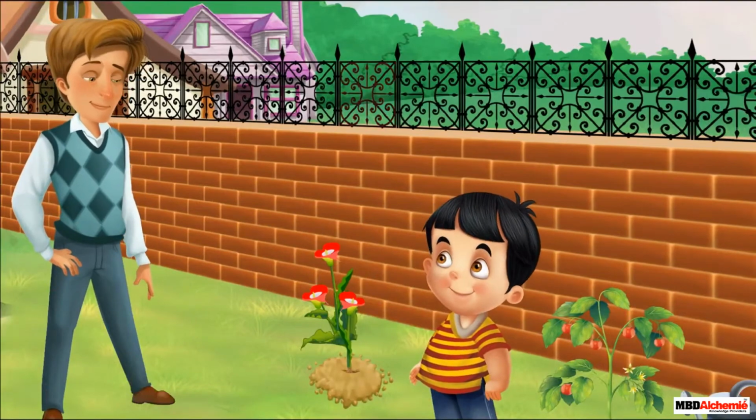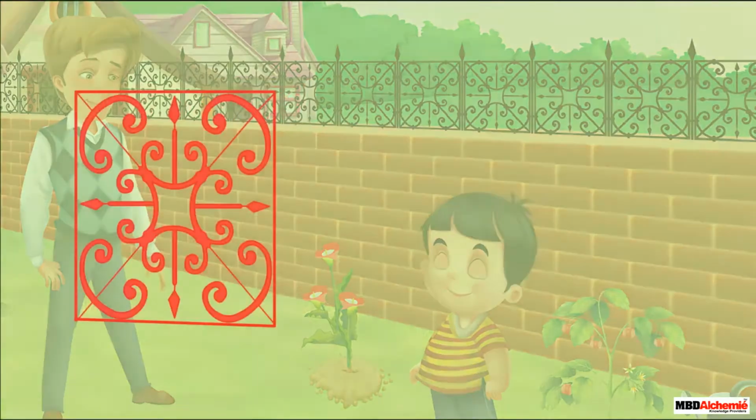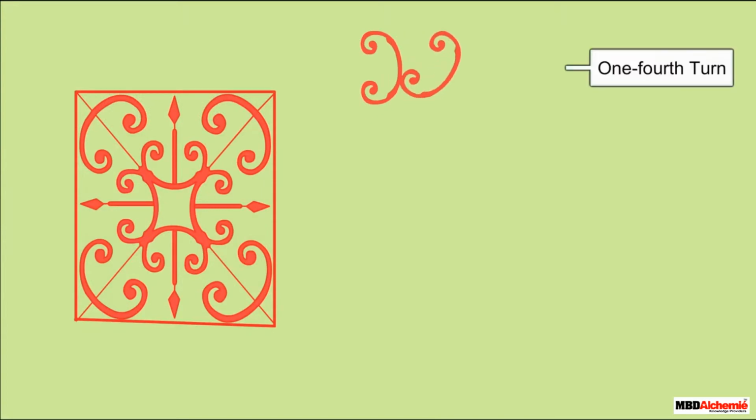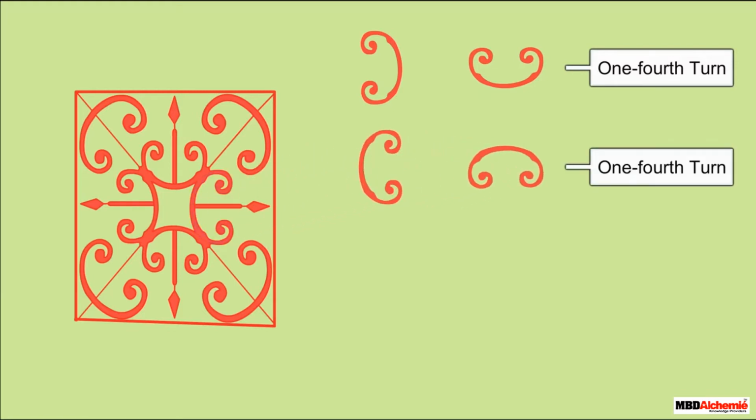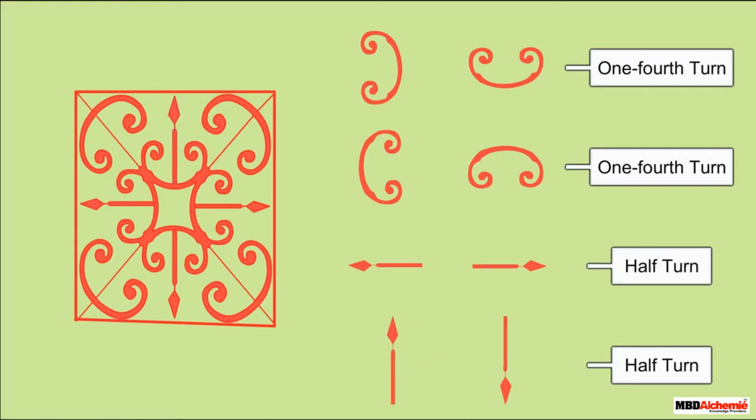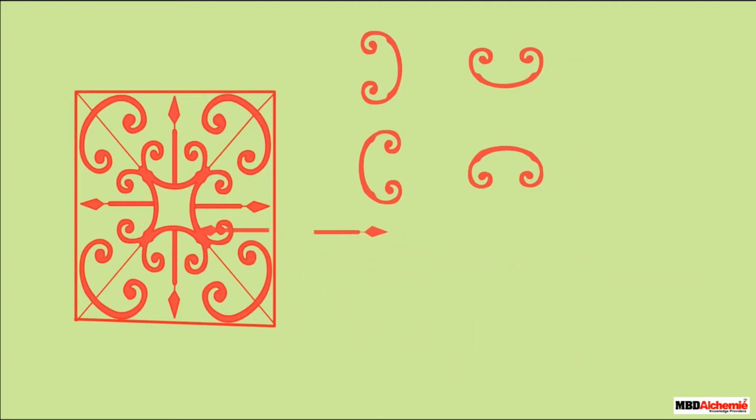Let us consider a single block of the fence. If we take one design out of it and make it a 1/4 turn, we get this kind of thing. Similarly, if we make 1/4 turn in this, we get this. Also, if we make a half turn in this arrow, we get this arrow. Similarly, on making half turn in this arrow, we get this. All of this can be seen on a single block of the iron fence.